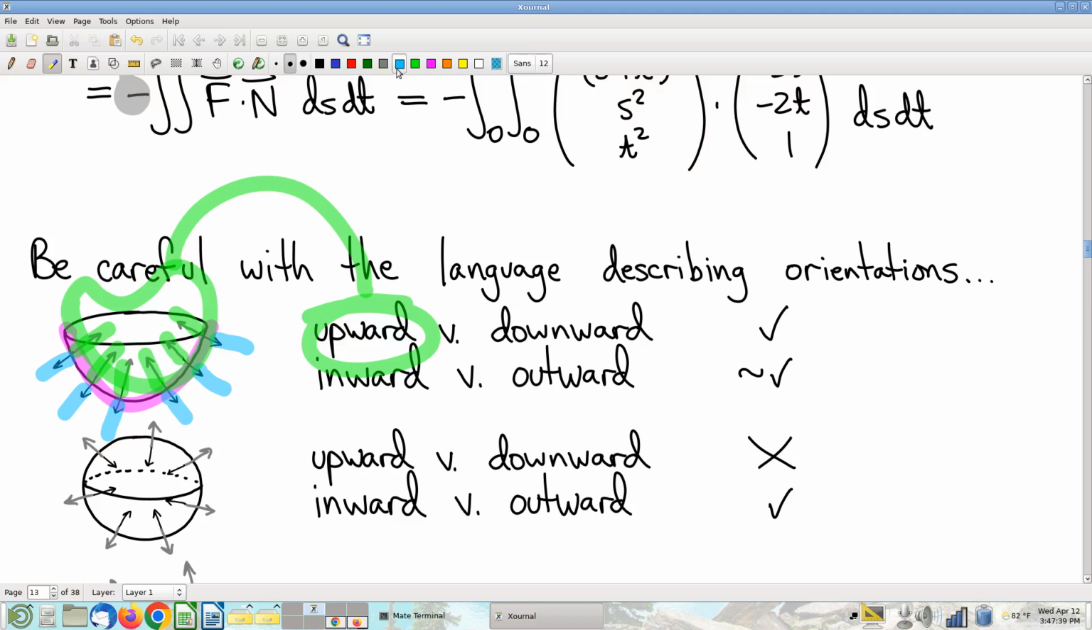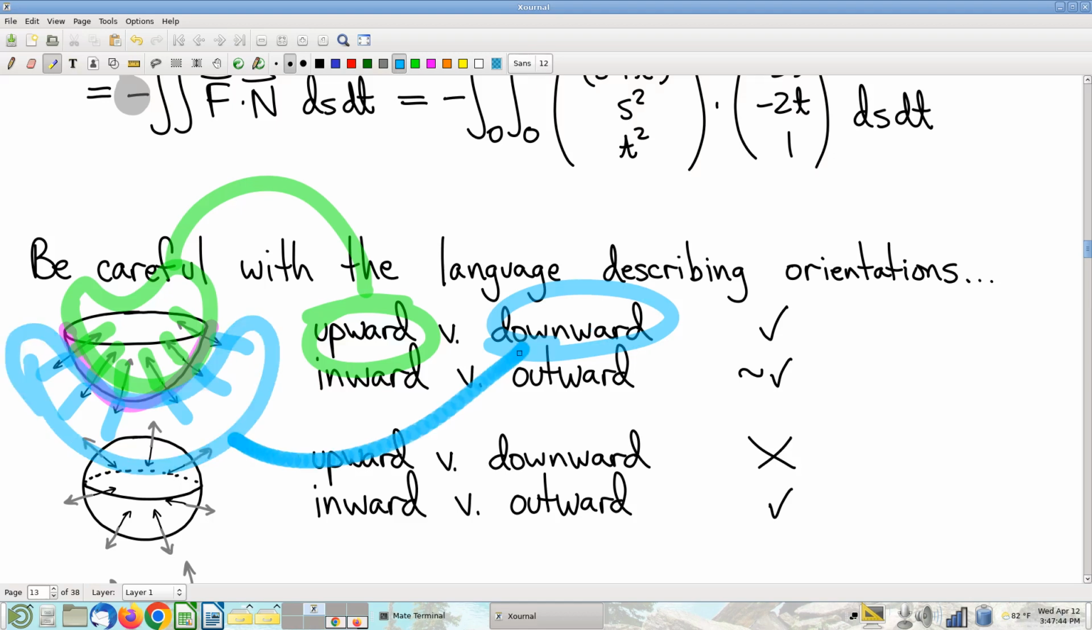And then likewise, downward. Well, all of these blue vectors are at least somewhat downward. None of those blue vectors are in any sense upward. And none of the green vectors are in any sense downward, right? So again, ambiguity removed. It's perfectly clear. Upward versus downward distinguishes between these two candidates. So this is a great choice of language for talking about orientations on that paraboloid. Everybody okay with that? All right.